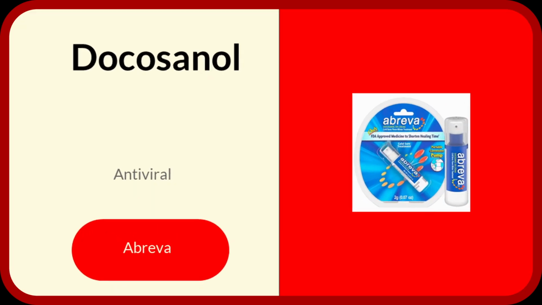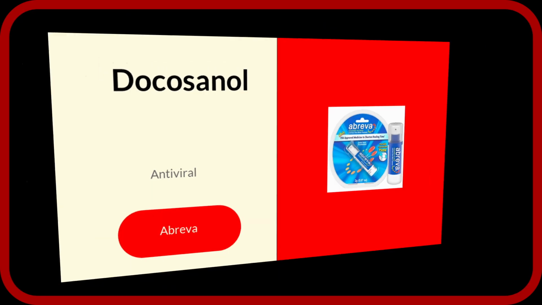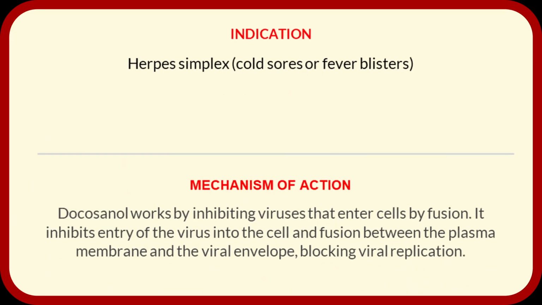For cold sores, docosanol, with the brand name Abreva, is indicated for herpes simplex, cold sores, or fever blisters. Docosanol works by inhibiting viruses that enter cells by fusion. It inhibits entry of the virus into the cell and fusion between the plasma membrane and the viral envelope, blocking viral replication.